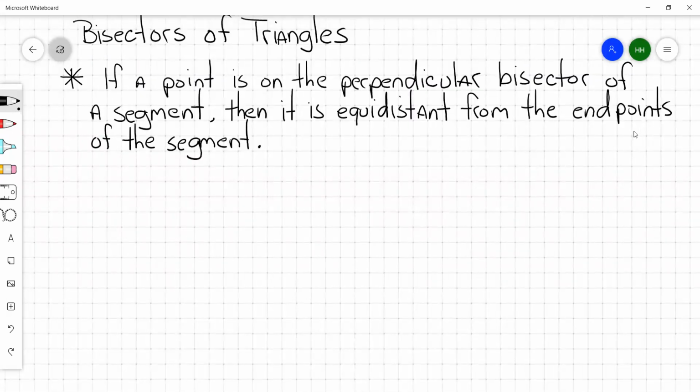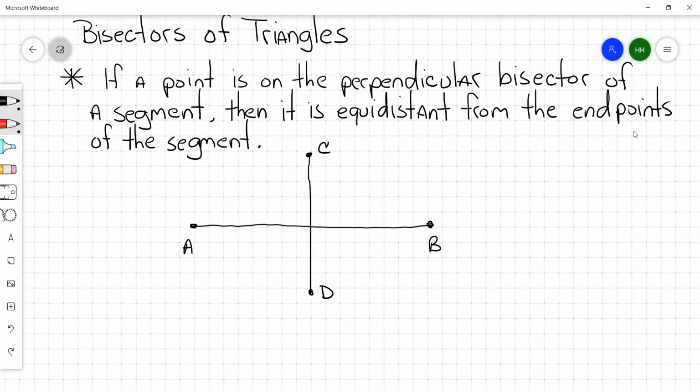So what that would look like is if you were to have a segment, and we got segment AB, and then it was bisected by another segment, CD, and if AB is bisected by CD, then the distance from A to E is the same as the distance from E to B. If you see that diagram, then CD cuts AB in half. It bisects it.